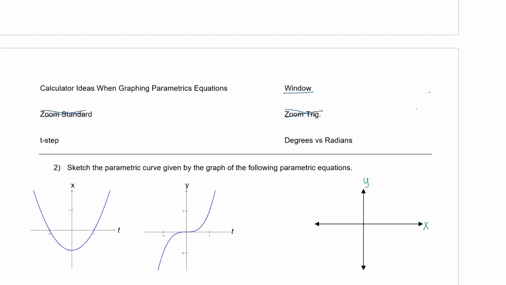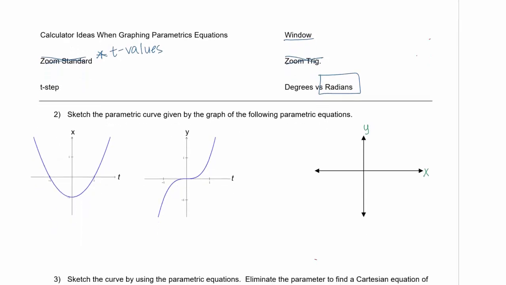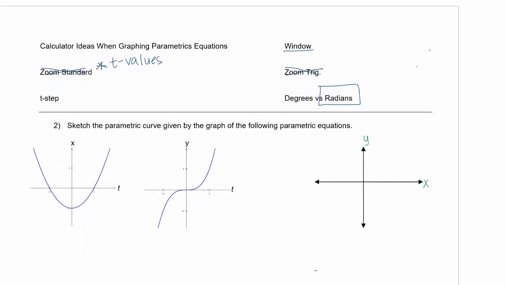The one thing to note when you zoom standard is to change your t values, right? So make sure you somehow make a note on there that you probably will want to include some negative values for t. Otherwise, it'll default to that 0 to 2 pi. And then let's just make sure we're all in radians and not in degrees. So you may want to pause the video and take some other notes for yourself on the actual calculator.